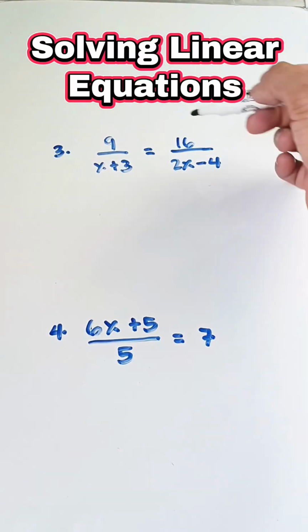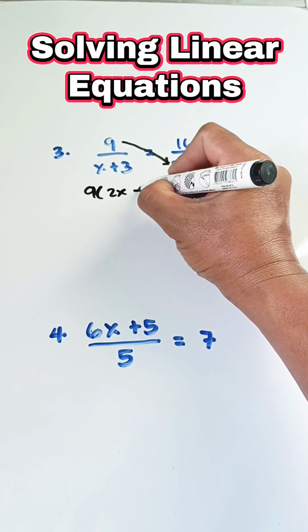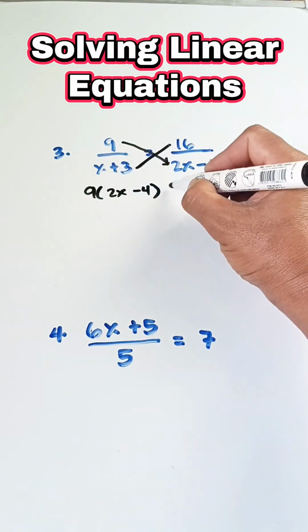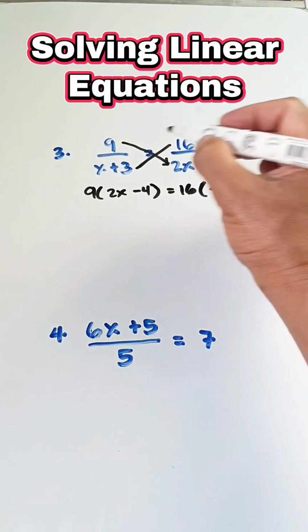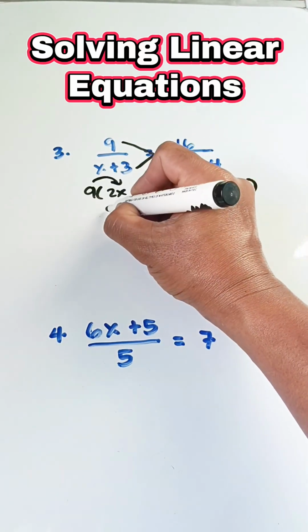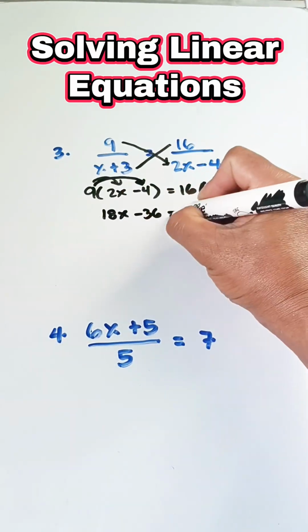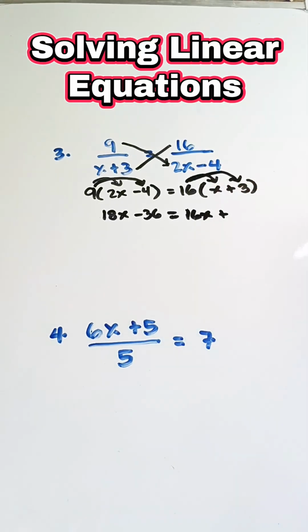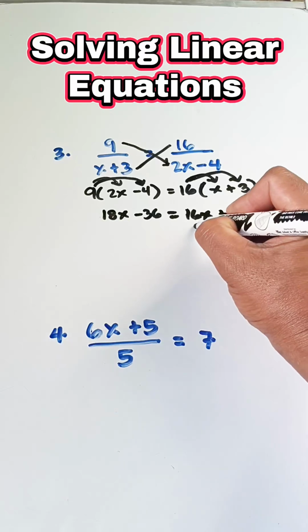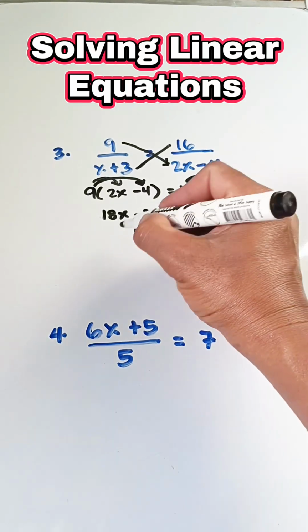For number 3, cross multiply: 9 times 2x minus 4 equals 16 times x plus 3. Then apply the distributive property. 9 times 2x, that is 18x. 9 times negative 4, that is negative 36, equals 16 times x is 16x. 16 times 3 is 48. And then transpose the term with variable to the left and the constant to the right.